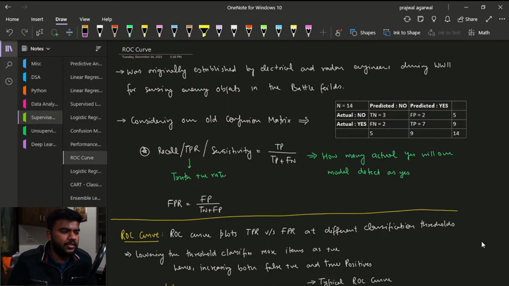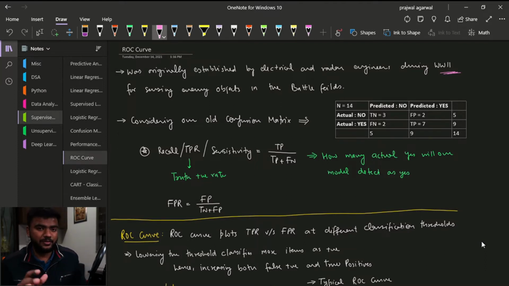Hi, so in this video we are going to discuss the ROC curve, and this is a very practical way to evaluate the performance of a particular model. Talking about the ROC curve, it was originally established by electrical and radar engineers during World War II to detect enemy objects in their battlefields.